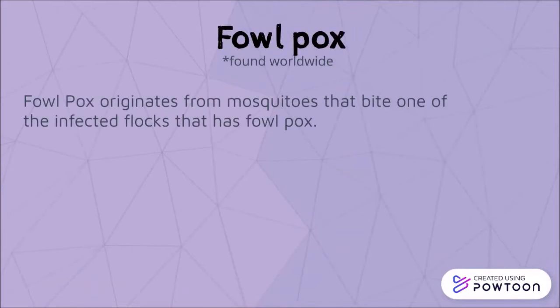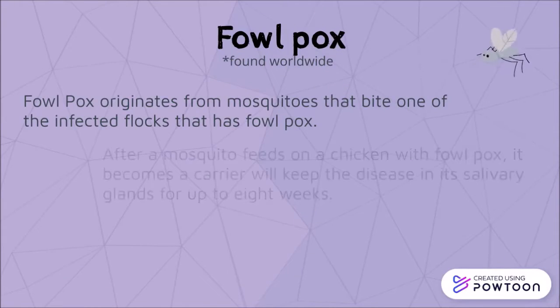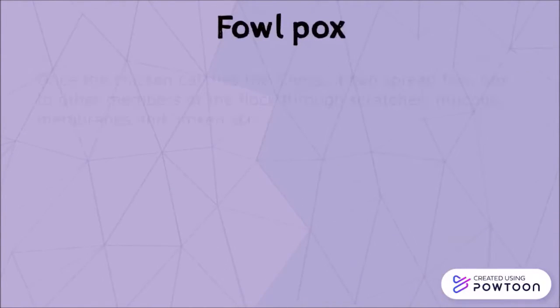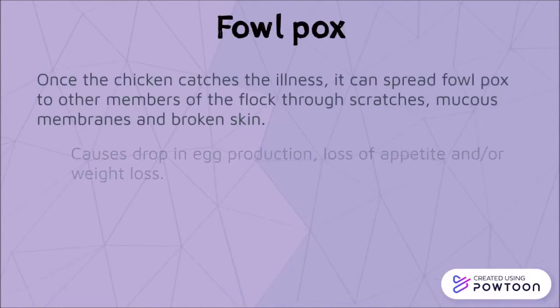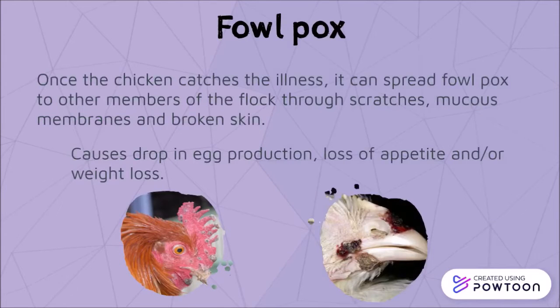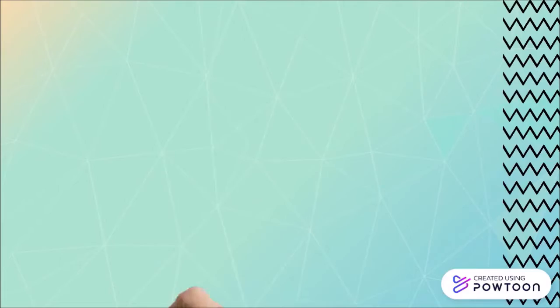Next is fowlpox. Fowlpox originates from mosquitoes that bite one of the infected flocks that has fowlpox. After that, it becomes a carrier and will keep the disease in its salivary glands for up to 8 weeks. When one of the chickens is infected, it can spread the fowlpox to other members of the flock. This causes a drop in egg production, loss of appetite, and/or weight loss.